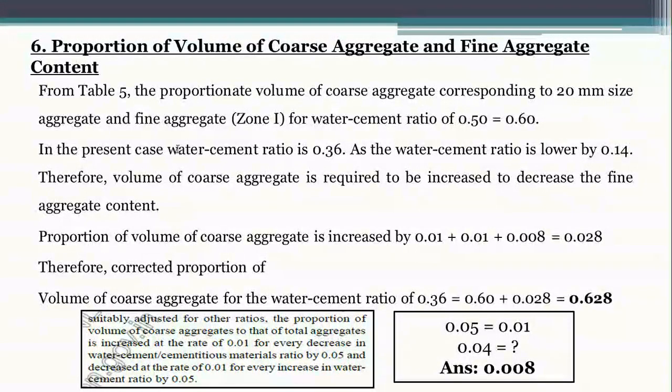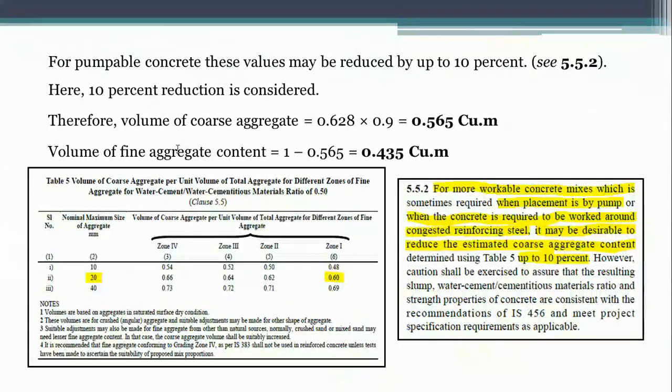That's why I told you to keep a calculator and pen or paper along with you so that it will help you to understand. Okay, so as the water cement ratio is lower by 0.14, I have split it into 0.05 plus 0.05 plus 0.04. Based on our IS code, for 0.05 you have to increase by 0.01, for another 0.05 increase by 0.01, and for 0.04 the answer is 0.008. This calculation I have given at the bottom. So in total, if you increase on the right hand side, you will get 0.628. Okay, so this is the volume of coarse aggregate.